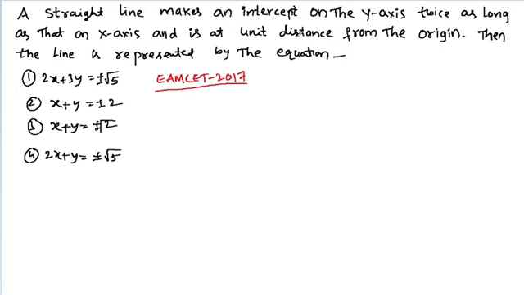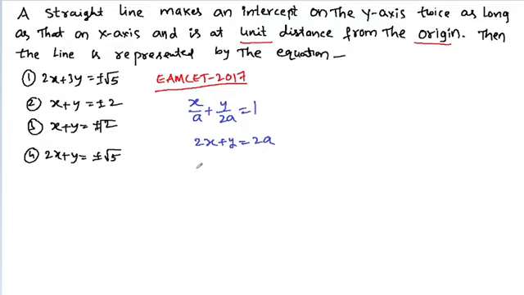Straight line makes an intercept on the y-axis twice as long as that on x-axis, and it's at a unit distance from the origin. Then the line represented by the equation is dash. So let the equation of the line be taken as x by a plus y by 2a is equal to 1, because here the intercept on y-axis is twice that of x-axis. Take LCM, that is 2x plus y is equal to 2a.